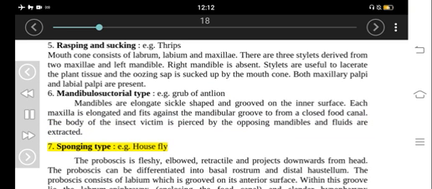7. Sponging type, e.g. housefly. The proboscis is fleshy, elbowed, retractile and projects downwards from the head. The proboscis can be differentiated into basal rostrum and distal haustellum. The proboscis consists of labium which is grooved on its anterior surface.